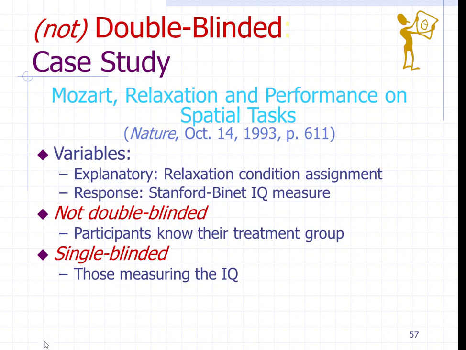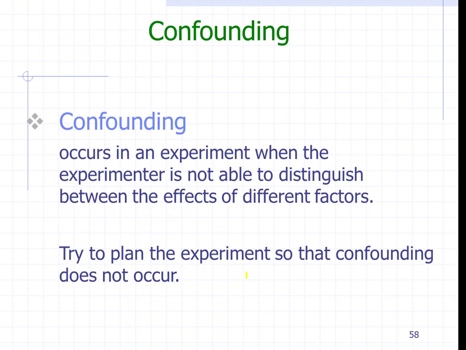And a not double-blind study would be using music on relaxation. So what happened is some people got classical music, and then they took the basic IQ test. Now, of course, the participants knew if they were listening to music or not, but those who were measuring the IQ didn't, so that was single-blinded.